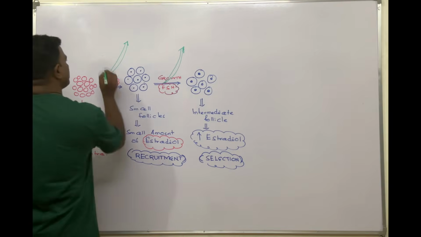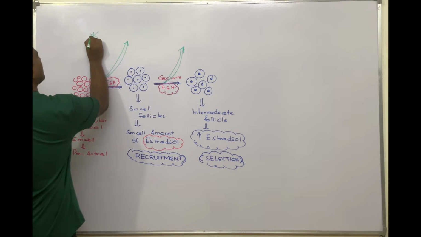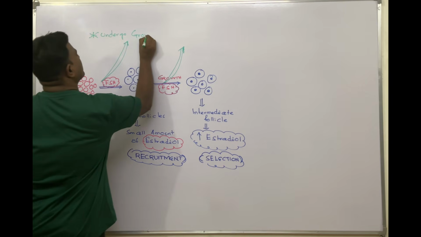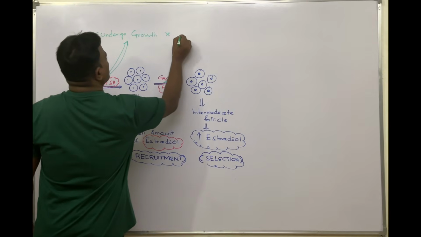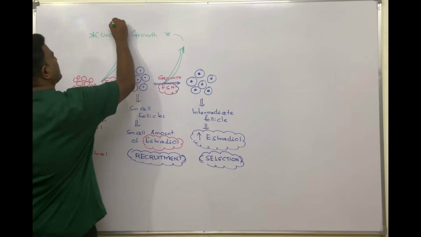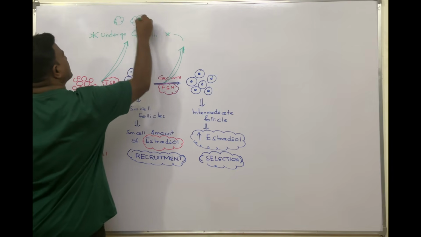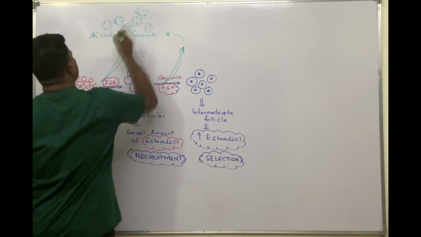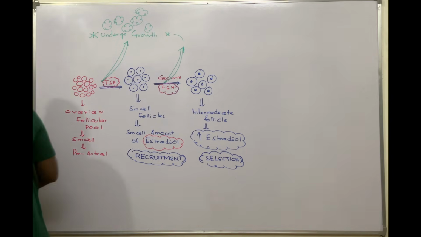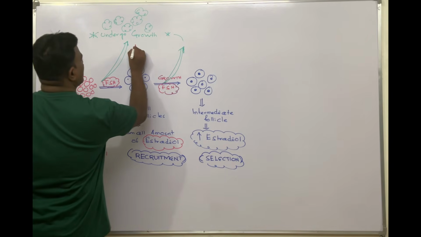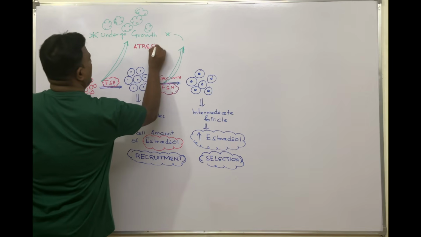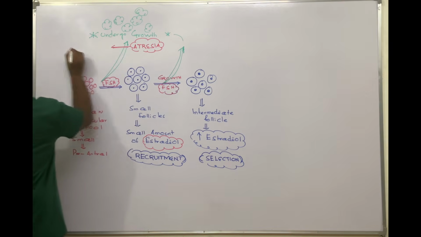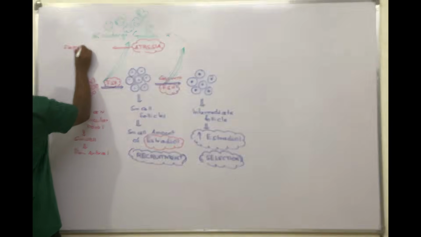There are some which fail to undergo growth. This is the privileged growth, I can say. They fail. They are from here and here, and they are undergoing degeneration. See this green one, this is the degenerated follicle. Now see the red pen. This process is known as atresia, and this is important: the follicles are undergoing the process of degeneration.